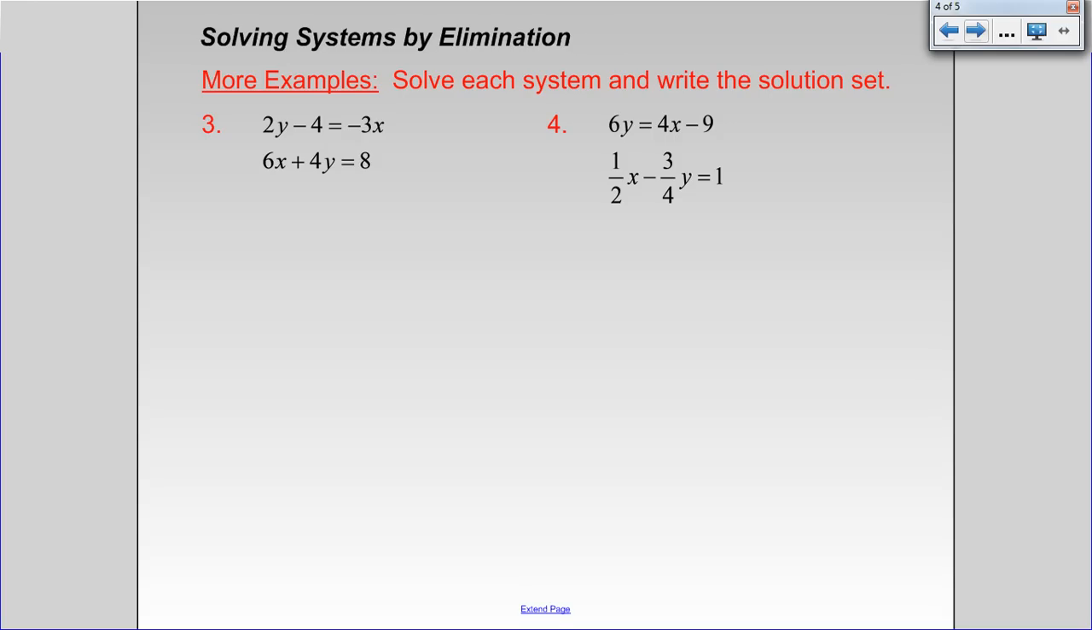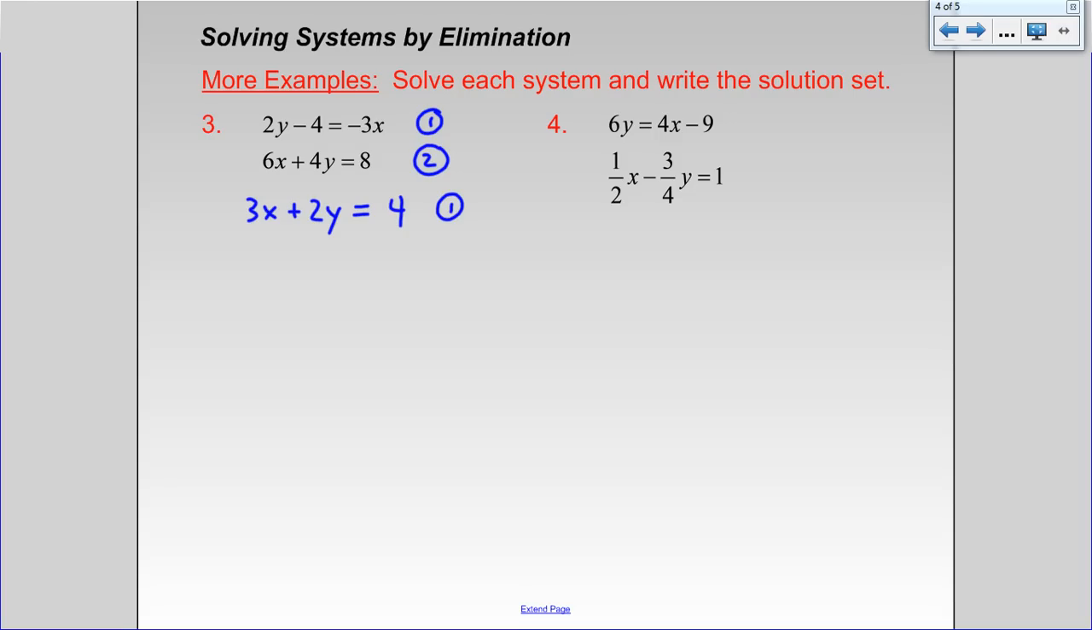So let's look at two more examples to see how the elimination method would lead us to those kinds of conclusions. In example number 3, 2y minus 4 equals negative 3x, we'll call that equation 1. And 6x plus 4y equals 8, we'll call that equation 2. We'll need to rewrite equation 1 so that it's in the form ax plus by equals c. Let's add 3x on both sides and also add 4 on both sides so that equation 1 now looks like this. 3x plus 2y equals 4.